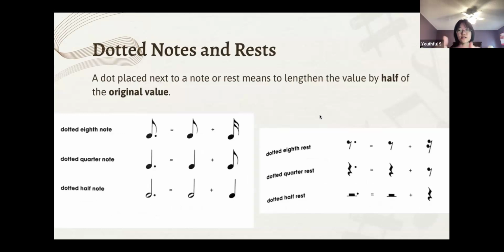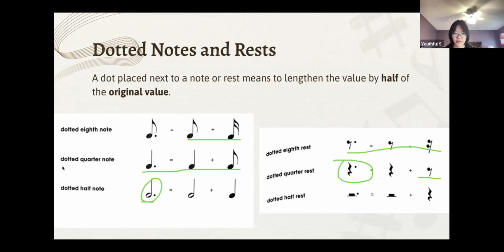So dotted notes and rests, basically a dot just adds half of the original value. So if you had a dotted eighth, it would be an eighth note plus a 16th note. And these are some other examples. A dotted half note is really common because you'll see it for 3 beats. And rests are the same. If you have a dot after it, it basically adds on half of the rest's value.